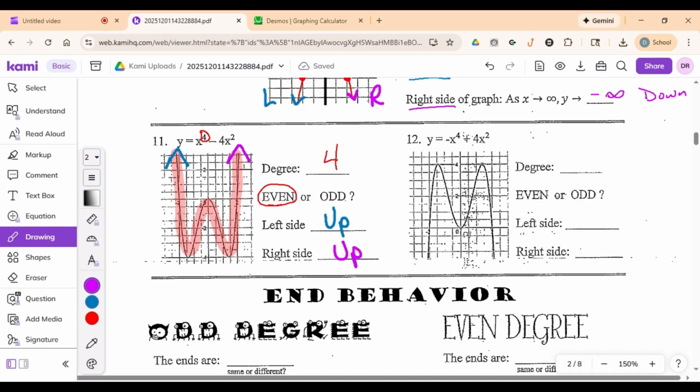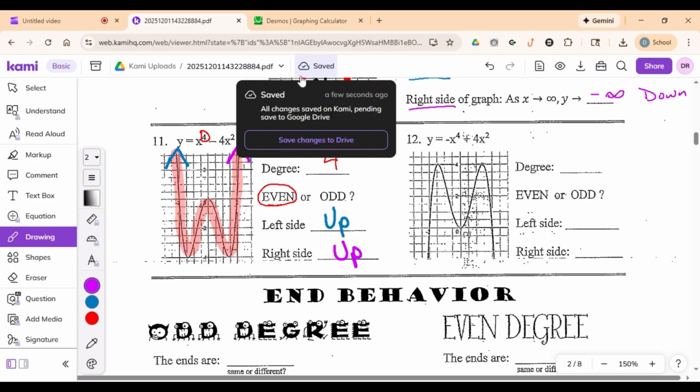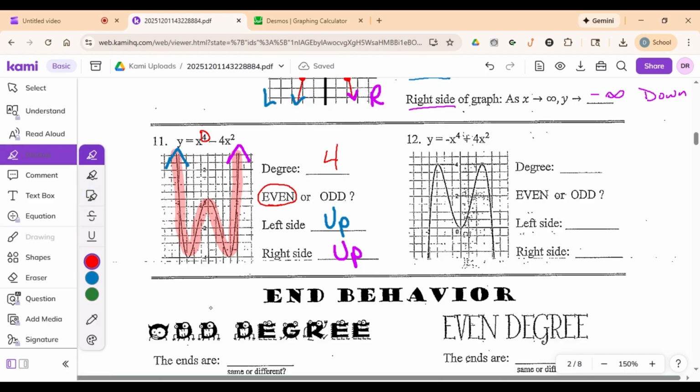So what happens if we go to number 12 and it's the same equation except we change the signs? It's still x to the fourth and 4x to the second, but what happens when we change the signs? Well, the graph just flips upside down. We're just going to take that W and flip it over. And that's what happens every time we put a negative in front of a graph like this. The graph is going to flip over.